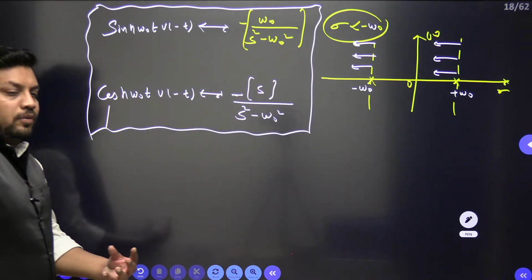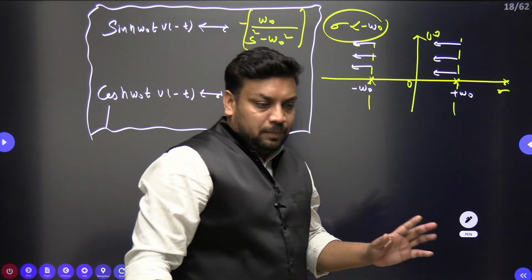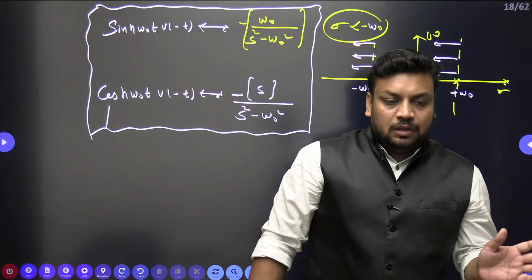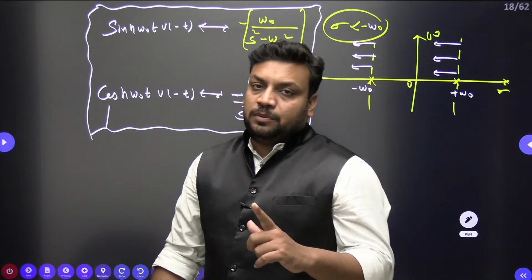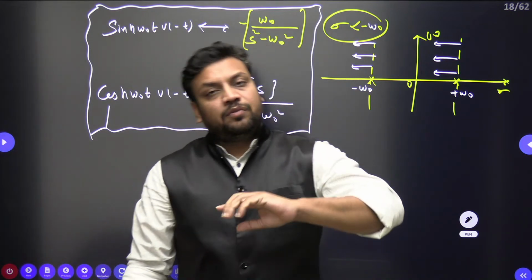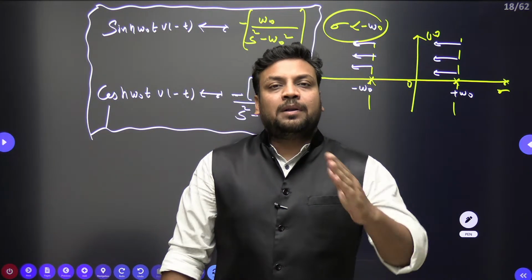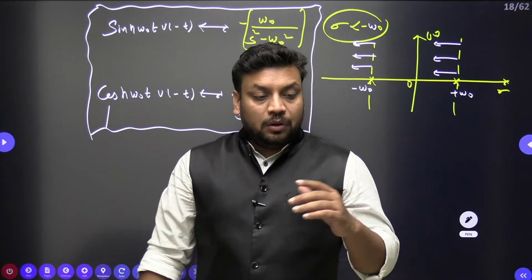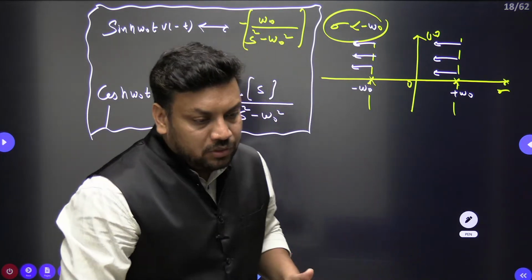So you know that the Laplace transform of 1 is not possible. The Laplace transform of 1 is not possible. But the Laplace transform of u(t) is possible. Laplace transform of signum function of t is not possible. No Laplace transform because no common ROC. Yes or no?